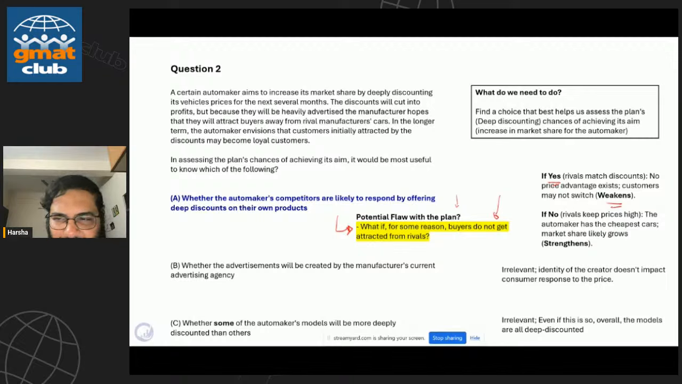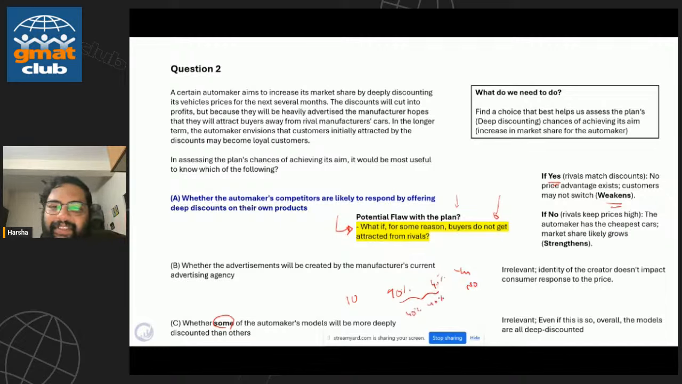Now, choice C is an interesting choice where sometimes I do see some discussion, whether some of the automakers' models will be more deeply discounted. Think about the scenario. Maybe there are 10 models and some models will have a 70% discount, which is crazy, and some models will have a 40% discount. Does it matter? Either way. So this is your yes scenario, and the no scenario is, let's say both of them give 40% discount. It should not matter, right?